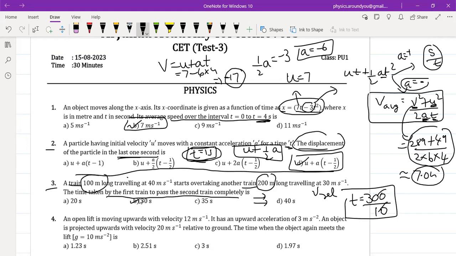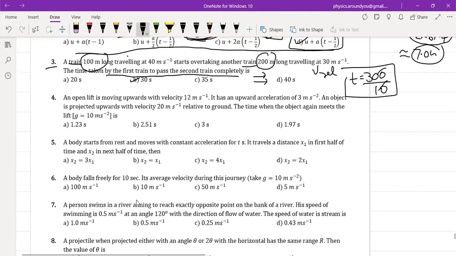Shortest possible thing, right? You add the lengths of the two trains, divide it by the difference of the two speeds, which I take as 40 minus 30, which is 10. The answer is 30 seconds.